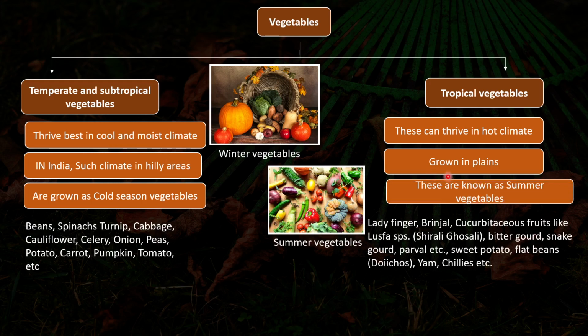So the summer vegetables that you know are the lady's finger, brinjal, all the cucurbitaceous fruits like your cucumber, right? Then bitter gourd, snake gourd, all your parval, sweet potatoes, right? Yam, chilies, all of this can be found in the tropical area, right? So these are the vegetables that require hot climate and not cold climate.